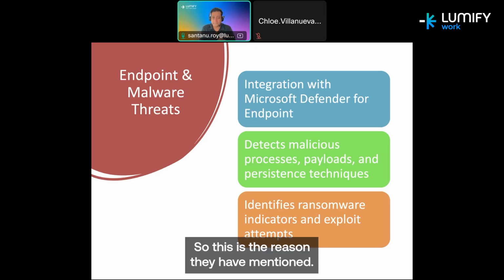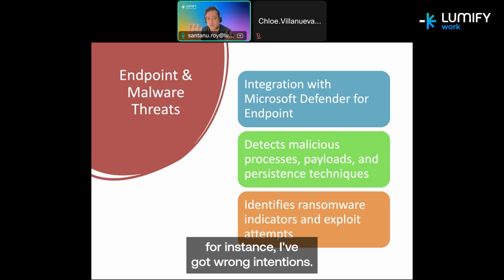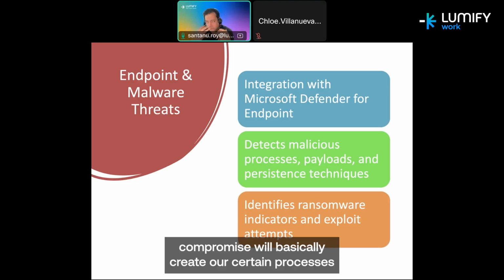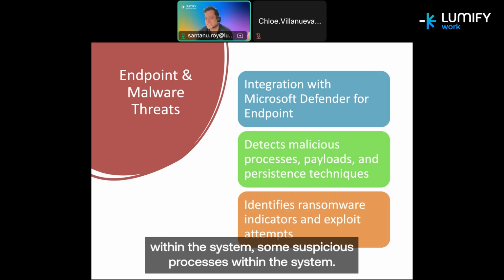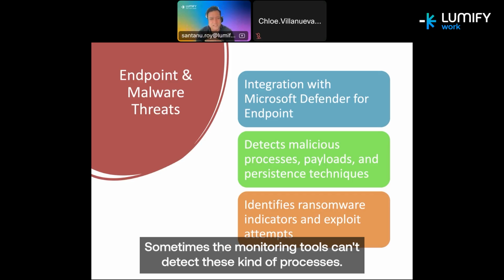Okay. So this is the reason they have mentioned it can detect malicious processes. For instance, when a machine gets compromised, like for instance, I've got wrong intentions, I'm trying to compromise a machine, I have installed some sort of keylogger. Any kind of compromise will basically create certain processes within the system, some suspicious processes. And generally, these kinds of processes always run in stealth mode. Sometimes the monitoring tools can't detect these kinds of processes.